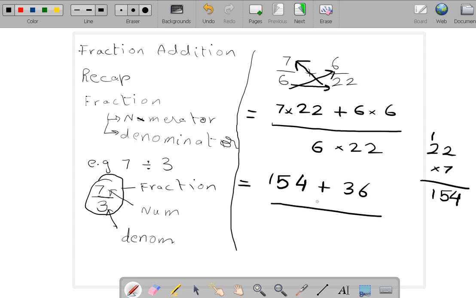Below it we have 6 multiplied by 22. If we do that, we get the answer 132. Now 154 plus 36 gives us 190, and the answer below is 132. Let me correct it again, and it gives us 132. Now we have to simplify them in order to divide them, but let's keep it here till now.